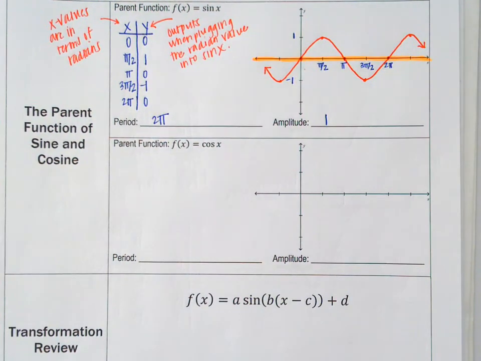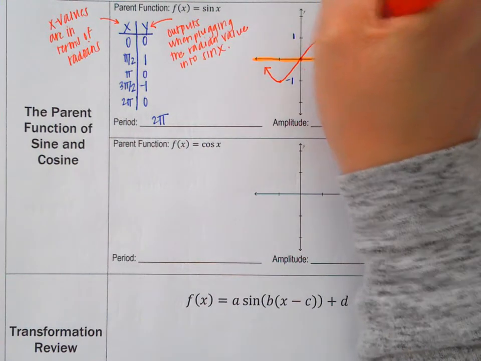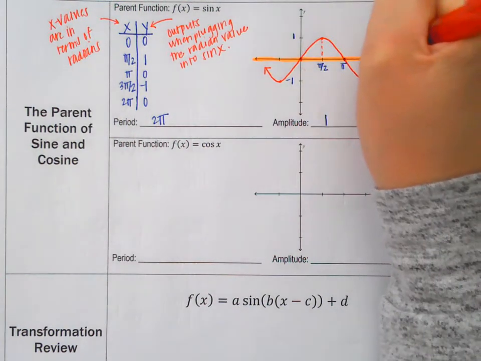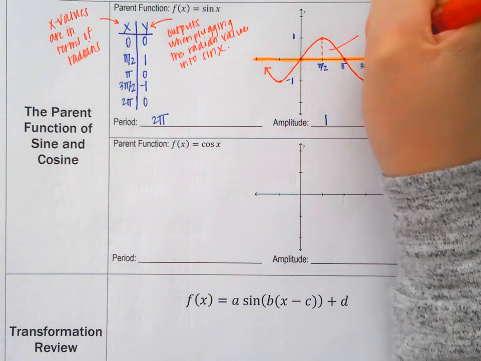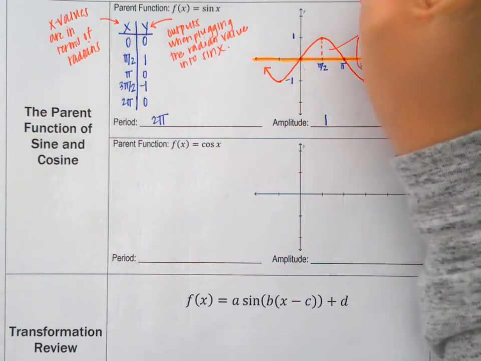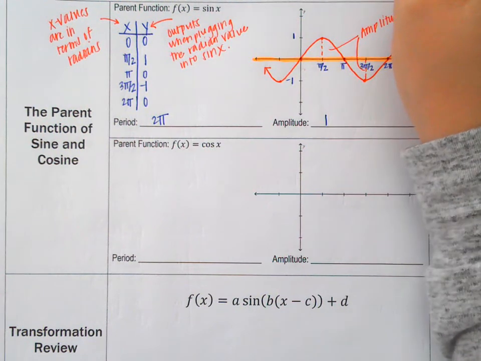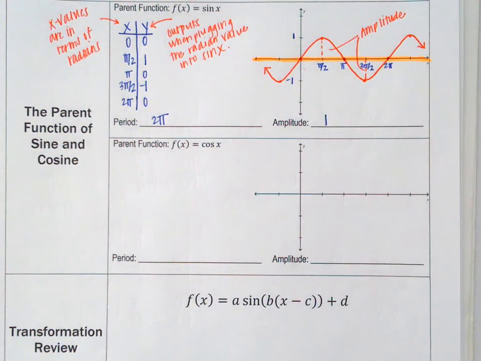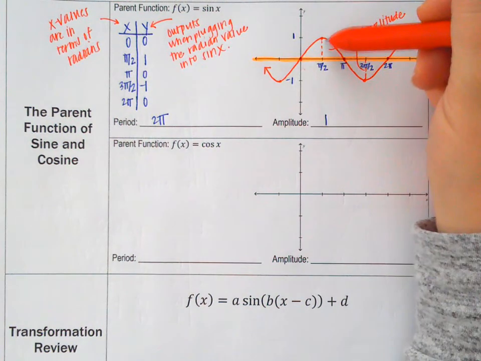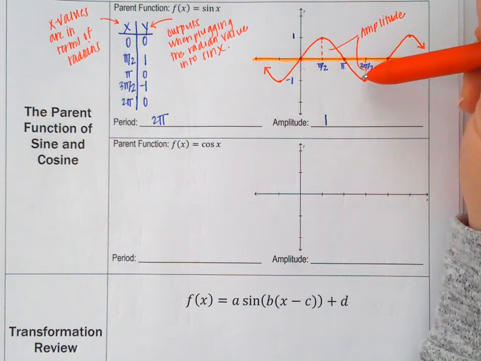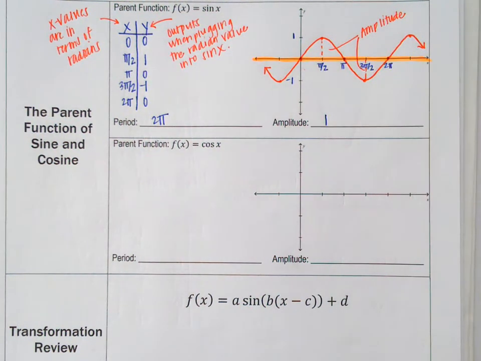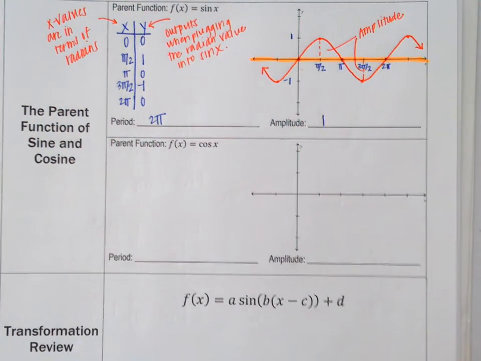So let's label that. So first, this distance from here to here is the amplitude. I probably should have used a different color, but we're committing. So the height of the wavelength is the amplitude. Now, what's nice is there's a really easy way to help you find the amplitude without even graphing.